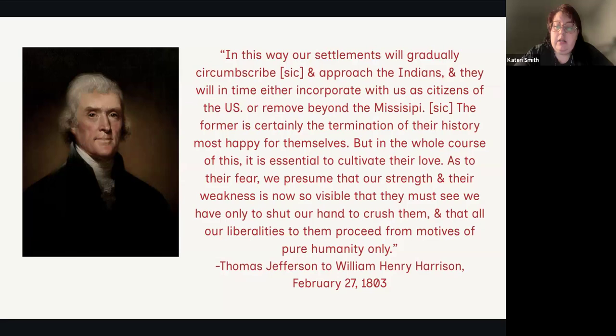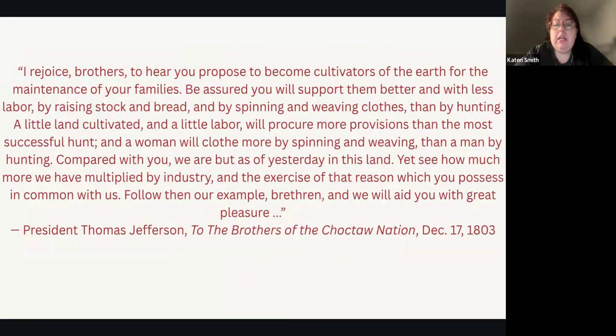There was also his letter to the Brothers of the Choctaw Nation in December of that same year, 1803. He proposes to them that they settle down, practice agriculture, and use Western clothing. Thomas Jefferson puts forward the notion that the settlers have expanded in a great way, so if they settle and assimilate, they will also multiply. He also promises some aid from the federal government to do so.